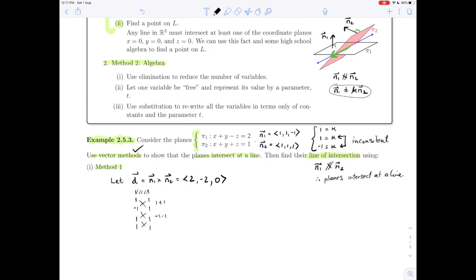Now that's not all that I need. Obviously, to give a line, we've done this many times, we need to have a point on the line. And so we're going to use this logic.